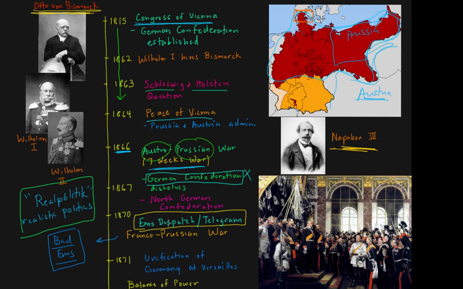to the press. As you can imagine, the French were pretty mad, because the way that he edited the telegram, he made it sound like Wilhelm I had actually insulted the French ambassador. That made Napoleon III, Emperor of France, pretty darn mad. And Napoleon III declares war on Germany, or on the North German Confederation, as well as its leader, Prussia.